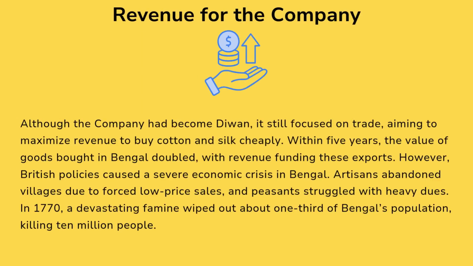Revenue for the company. Although the company had become Diwan, it still focused on trade, aiming to maximize revenue to buy cotton and silk cheaply. Within 5 years, the value of goods bought in Bengal doubled, with revenue funding these exports. However, British policies caused a severe economic crisis in Bengal. Artisans abandoned villages due to forced low-price sales, and peasants struggled with heavy dues. In 1770, a devastating famine wiped out about one-third of Bengal's population, killing 10 million people.